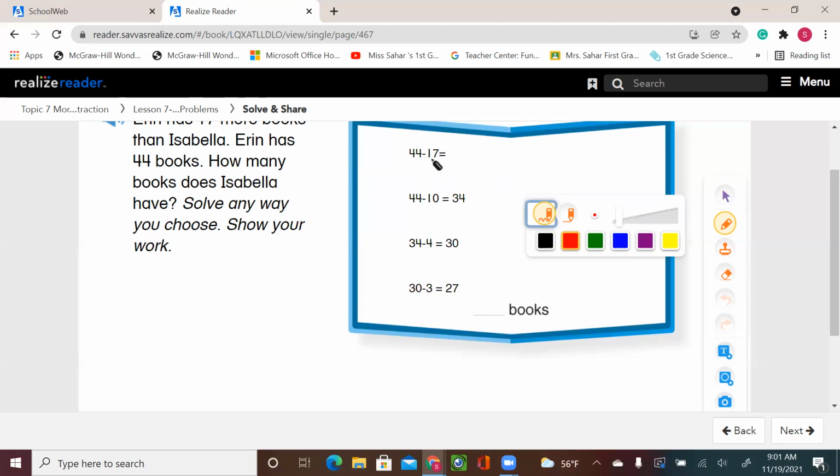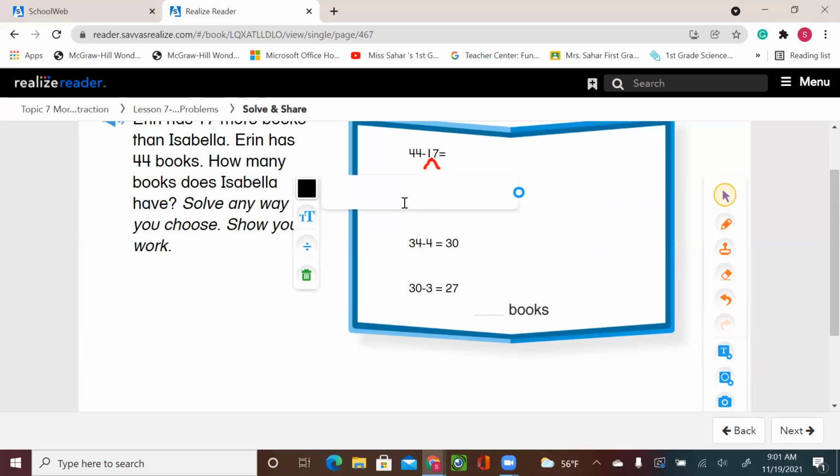So I'm going to draw here. 7. And I'm going to put it like that. And that's why I subtract 44 minus 10. And now I'm going to put here also the 7 that I have left.